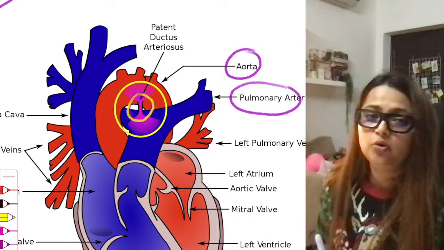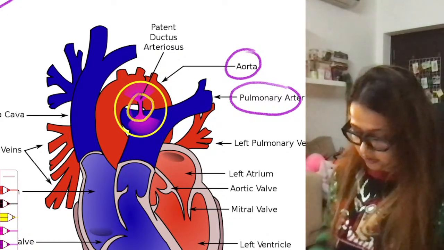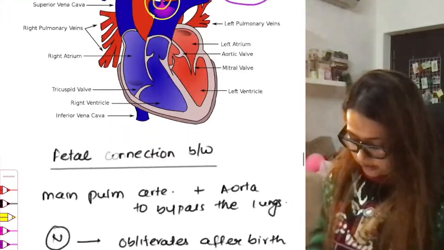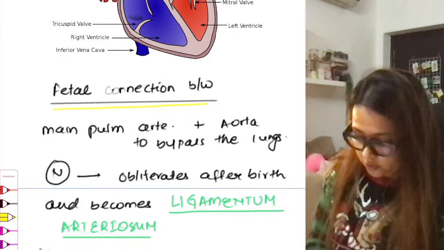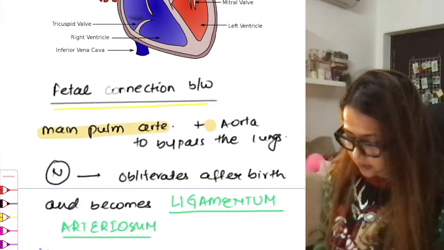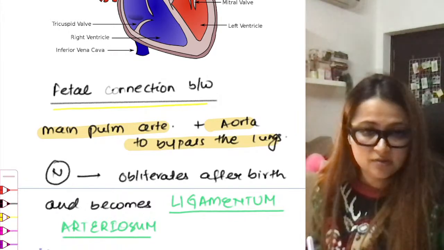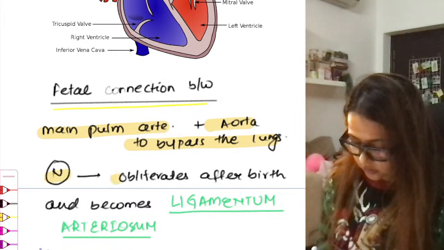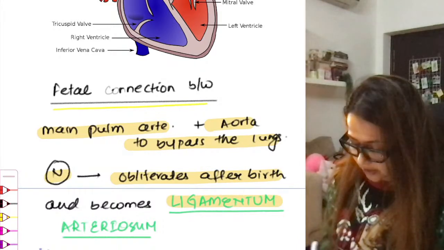Obviously, we are talking about the after-birth scenario, not when the fetus is in utero. So this is PDA. As I told you before, the ductus arteriosus is the connection between the main pulmonary artery and the aorta. Why does this happen? To bypass the lungs. Normally the ductus arteriosus obliterates after birth and becomes the ligamentum arteriosum.